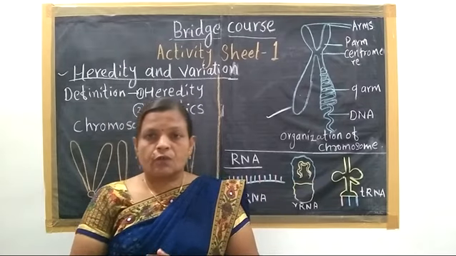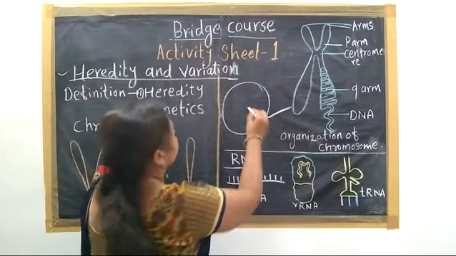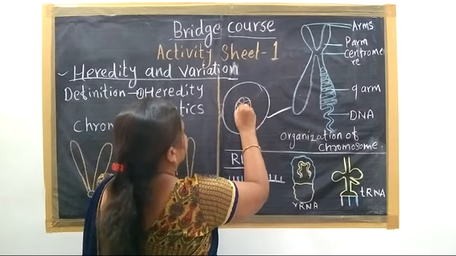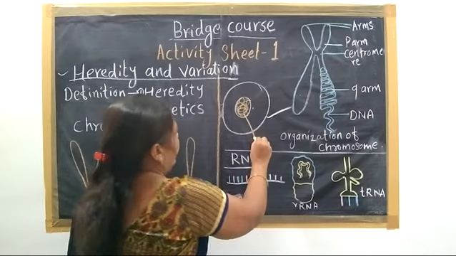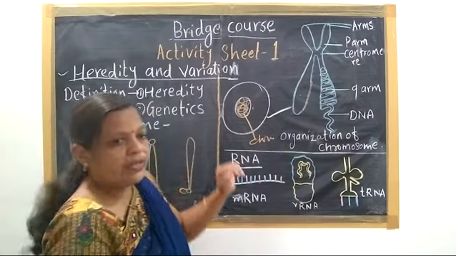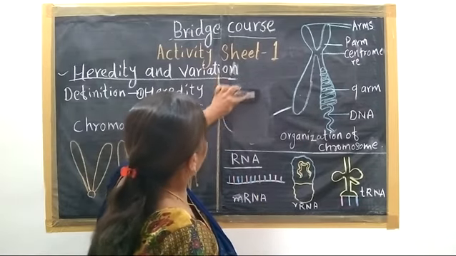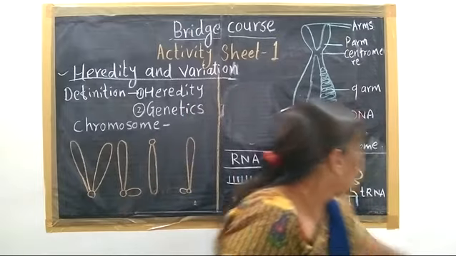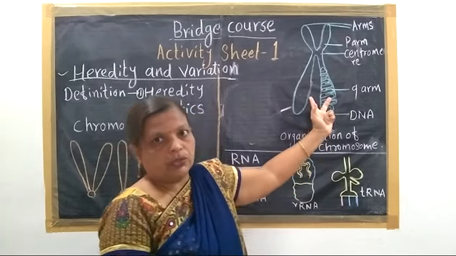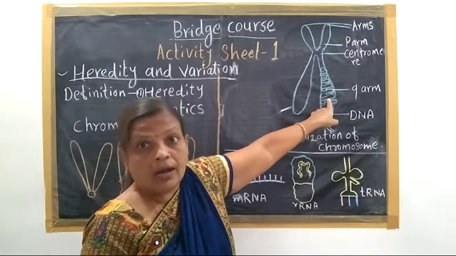We have studied the structure of a cell. Suppose here is the structure of a cell. Within the cell there is the nucleus, and within this nucleus a fine chromatin network is present, and this is nothing but the chromosome. If we study the structural organization of a chromosome, you can see it like this. Each chromosome consists of two arms. Here it is the P arm, here it is the Q arm.